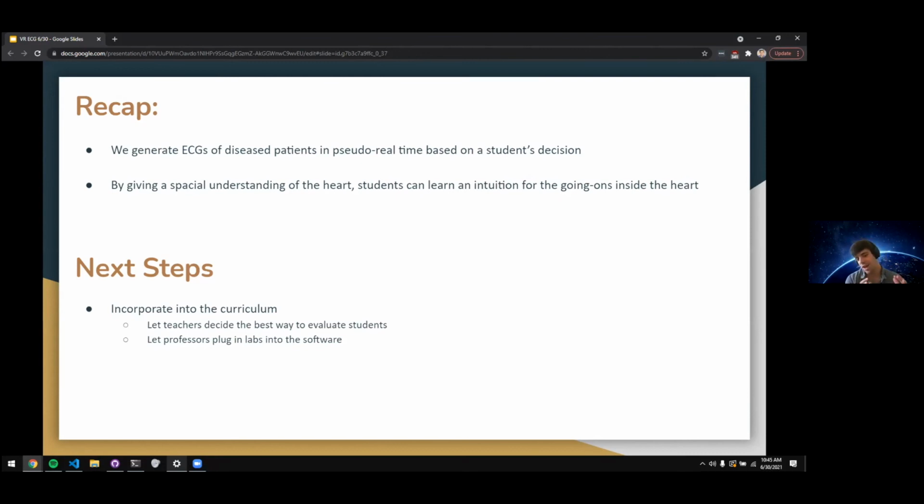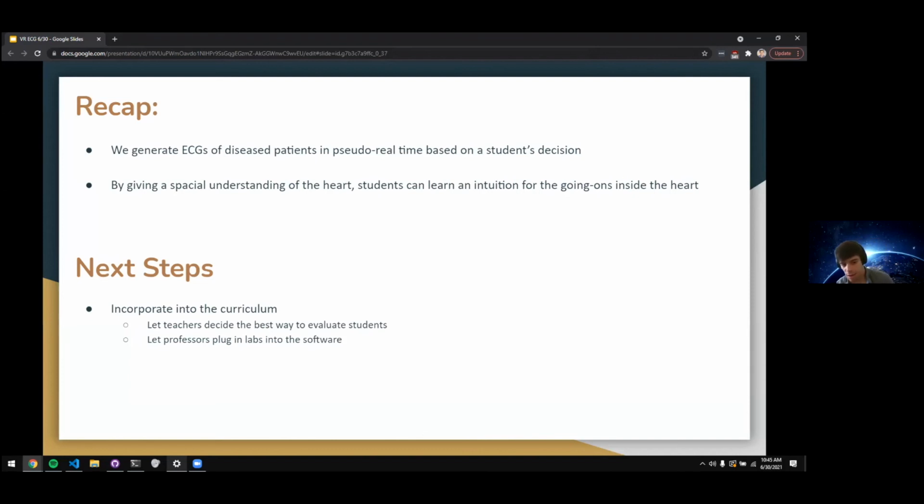By having that slightly opaque marble with the depolarization vector, which changes over time, we give a spatial understanding of the overall electrical conductivity in the heart, some spatial understanding of what's happening inside the heart, and hopefully that gives students an intuition for what is going on inside the heart and match the EKG graphs with that spatial intuition.